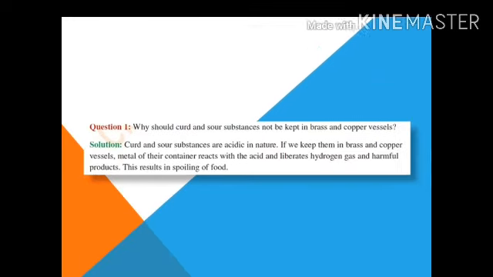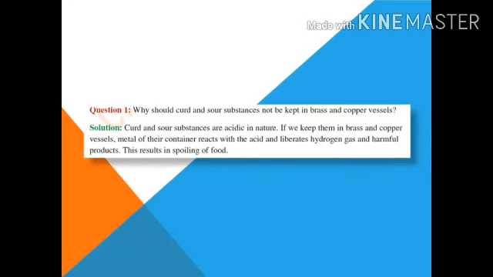So we have discussed some chemical reactions. Now we can discuss some textual questions also. Let us start discussing the textual questions. So the first question is, why should curd and sour substances not be kept in brass and copper vessels?